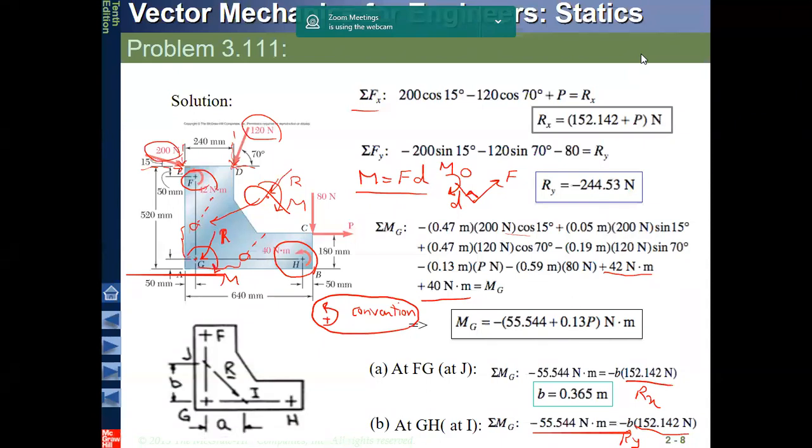No, it's not on the midterm. This equivalent force couple system is not on the midterm. And we are going to solve more problems on this issue in the next session. So is that clear?